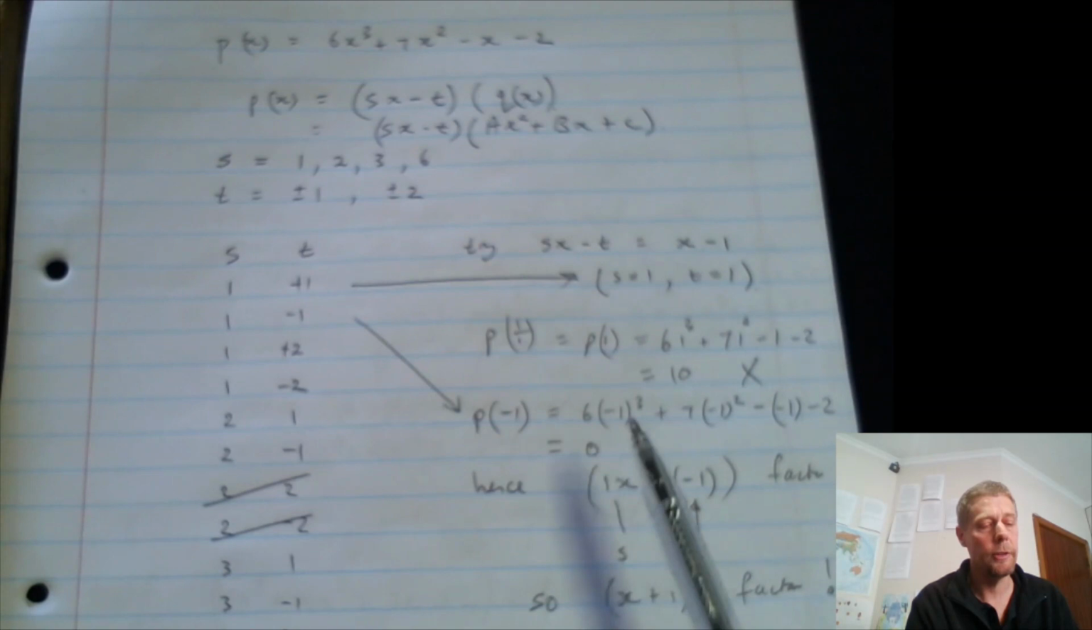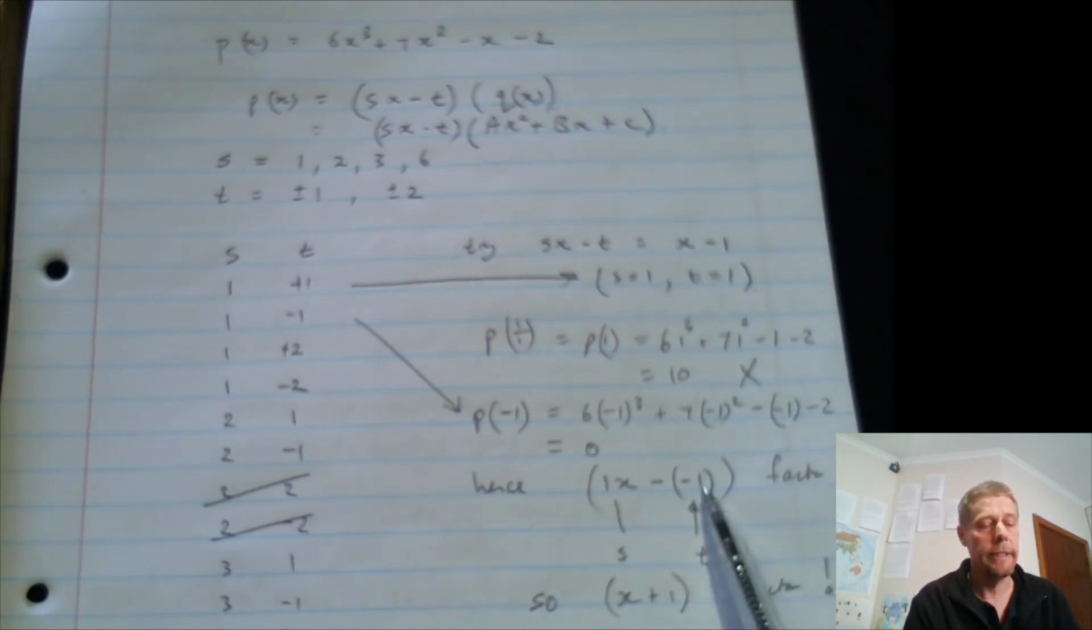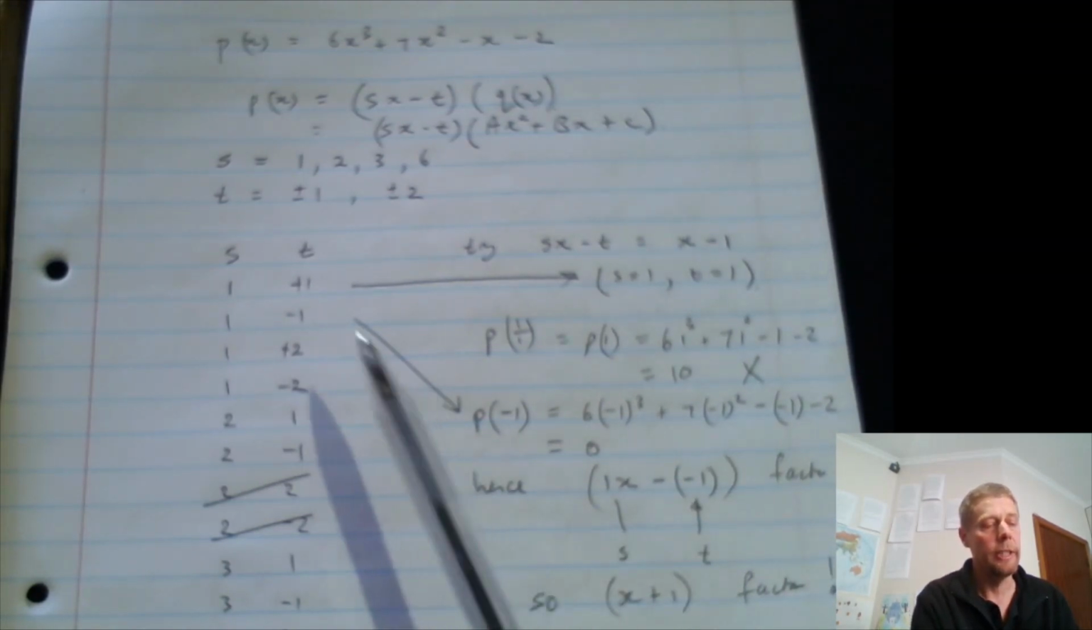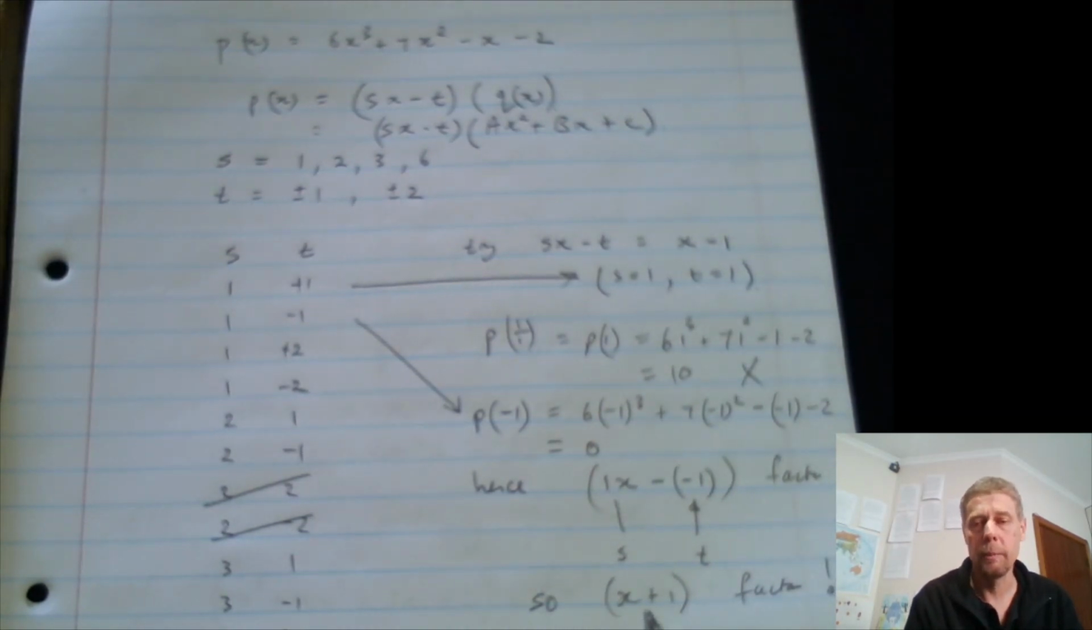So we found our first factor. So hence, sx minus t is a factor. So 1x minus minus 1 is a factor, and x plus 1 is a factor. So even though t was minus 1, our factor is x plus 1. Just be careful with the signage here.